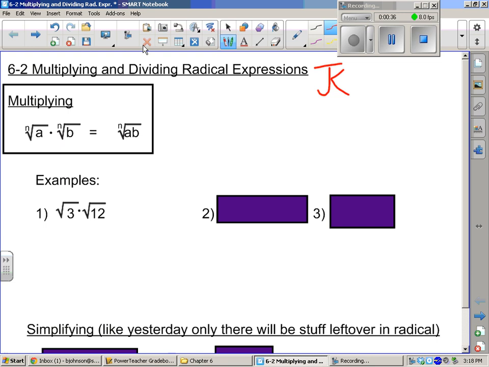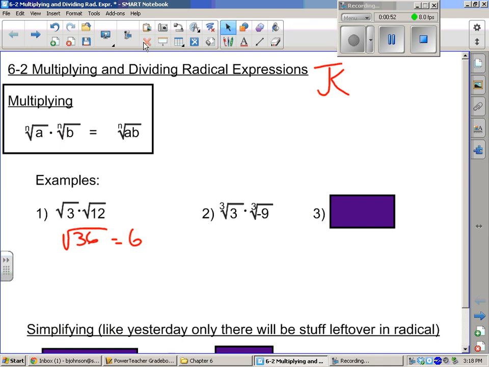Now I can take square root of 3, square root of 12, and make it the square root of 36. And then we all know and love that as the number 6. Do we need to do the plus and minus thing here? No, we don't. With the radical already in there, you just give the positive.